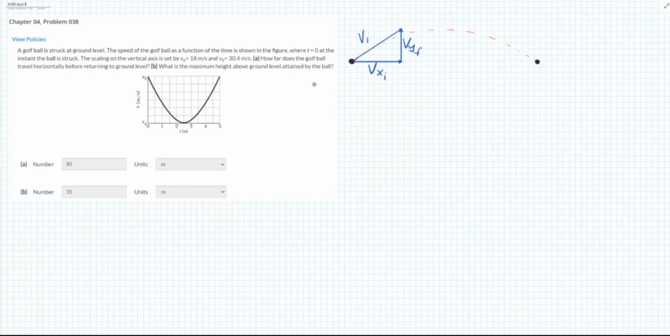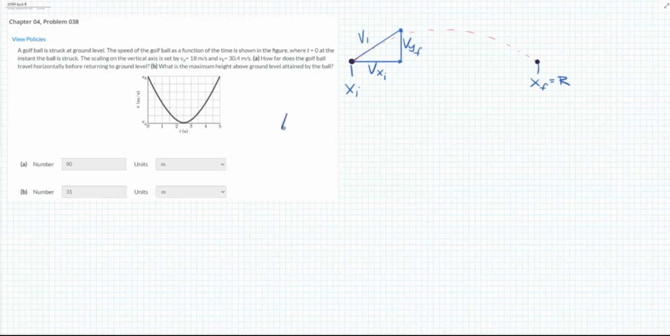Golf ball flies through the air. So it starts at x initial equals 0. It ends here at x final. I'm going to say x final equals range. So how far does the golf ball travel horizontally? So this is a range situation.